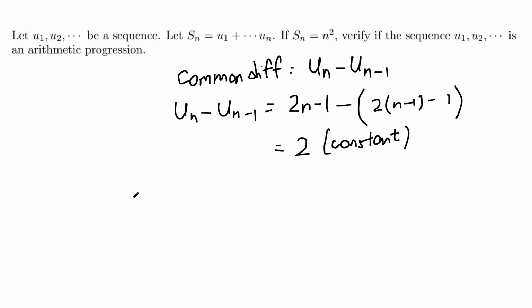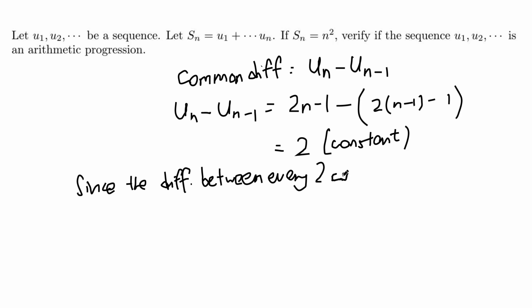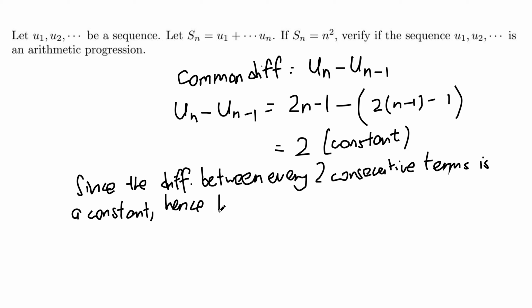Okay, so you conclude by saying, since the difference between every two consecutive terms is a constant, hence the sequence is an AP.